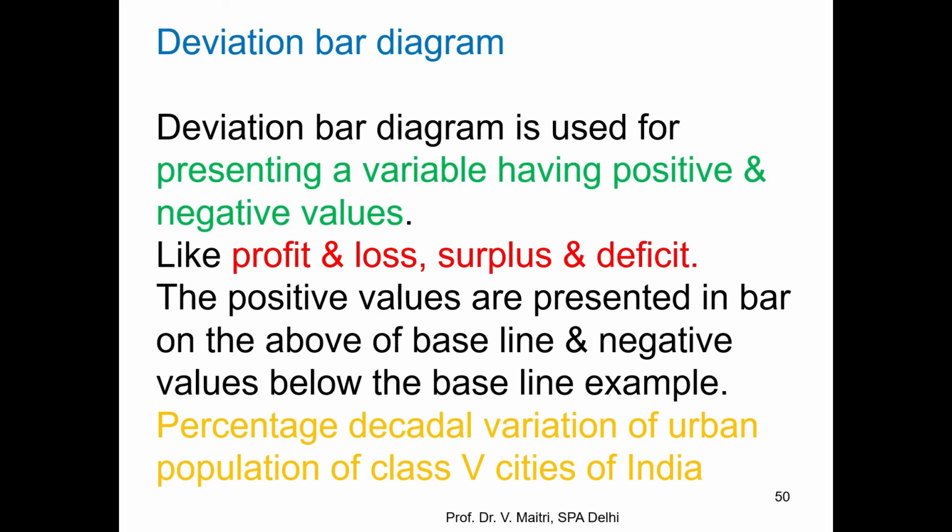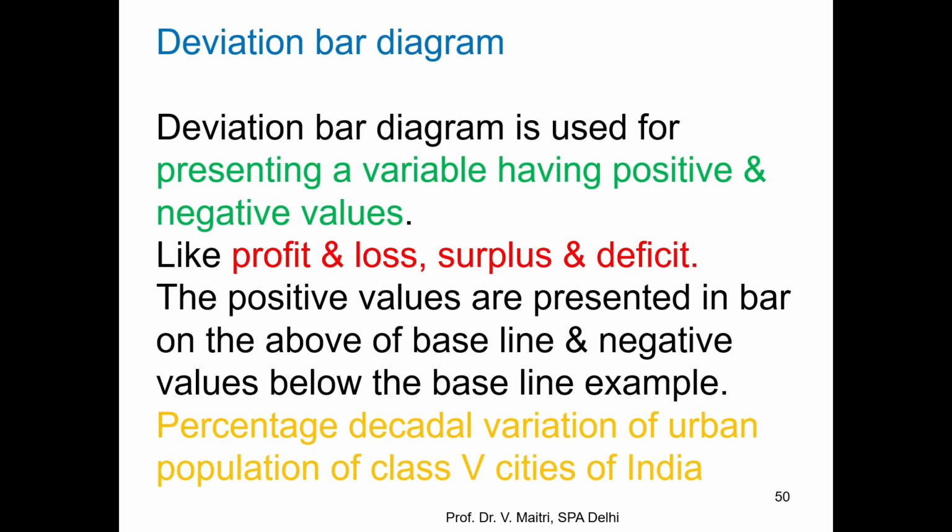Now coming to deviation bar diagram. This deviation bar diagram we are using to present those variables which have positive and negative values. What are those examples? Profit and loss, surplus and deficit. So that we can present in the form of a deviation bar diagram. The positive values are presented in the form of a bar above a baseline, and negative values below the baseline. So you can say it is a biasness. So positive value is above the baseline and negative value is below the baseline, only to encourage that from negativeness you come back to positiveness.